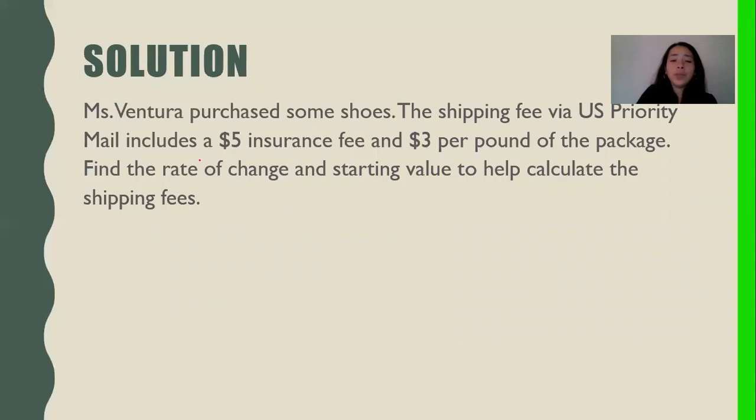So what we do is that if we were to look at this, what changes? What's the rate of change? So something that is changing. In this case, something that changes is these $3. Because again, that's per pound. So the heavier the package is, the more I would pay. But something that no matter how big it is, no matter how small it is, I have to pay that $5 insurance fee. So that's my starting value.